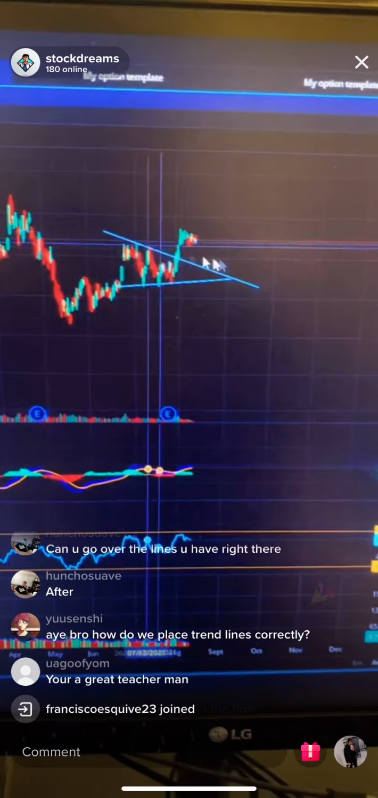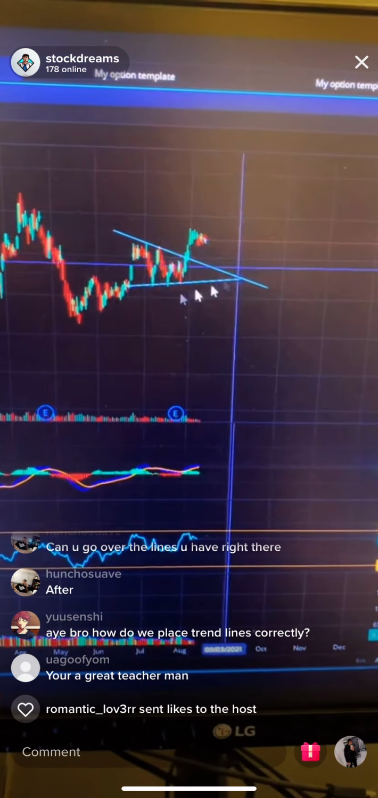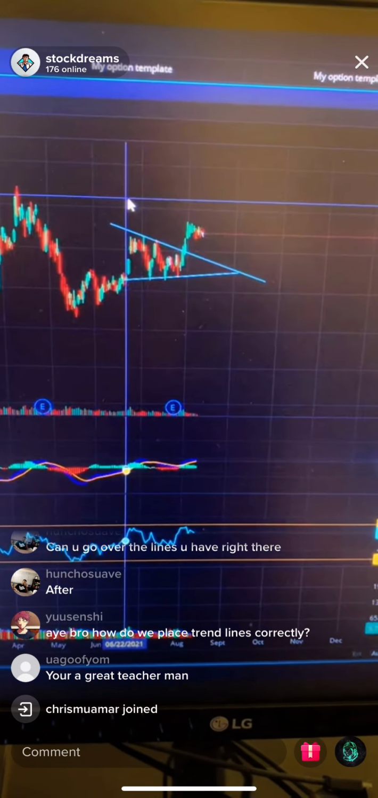Yeah, so this is basically the resistances and the supports. You want to chart it just like that because we see an uptrend, and now we have a bullish pennant forming.